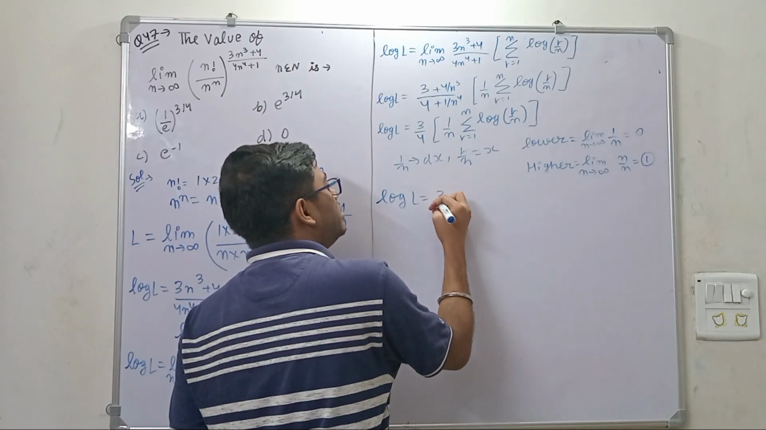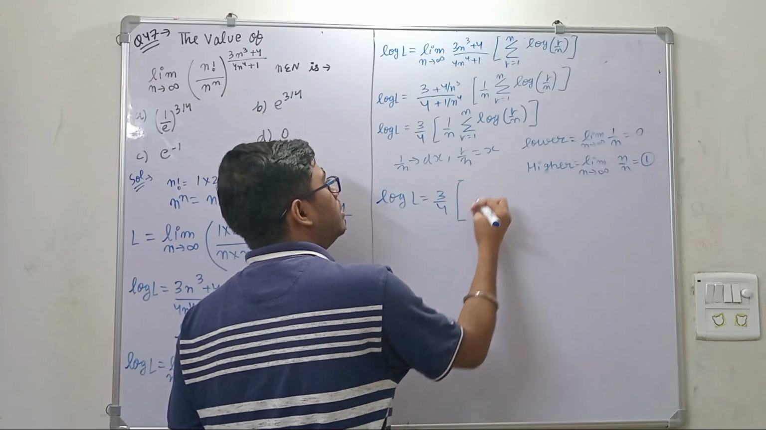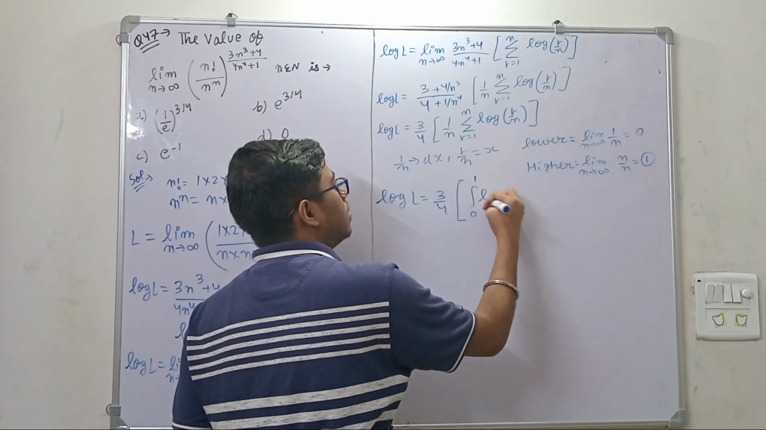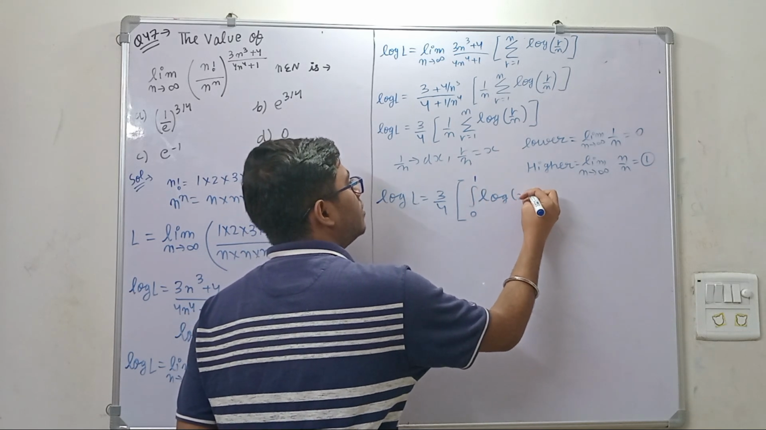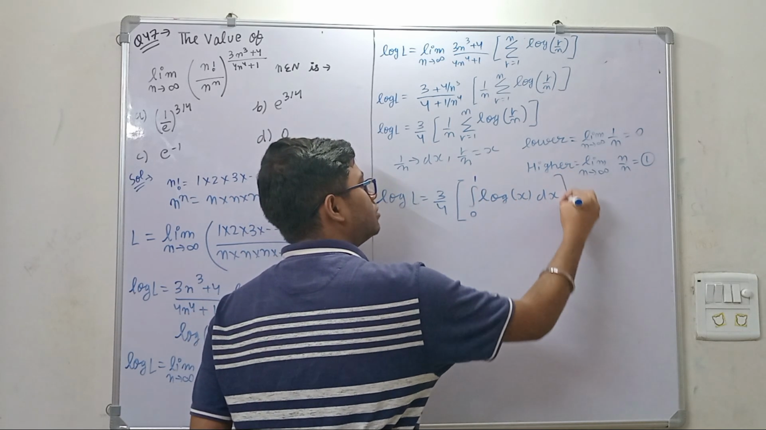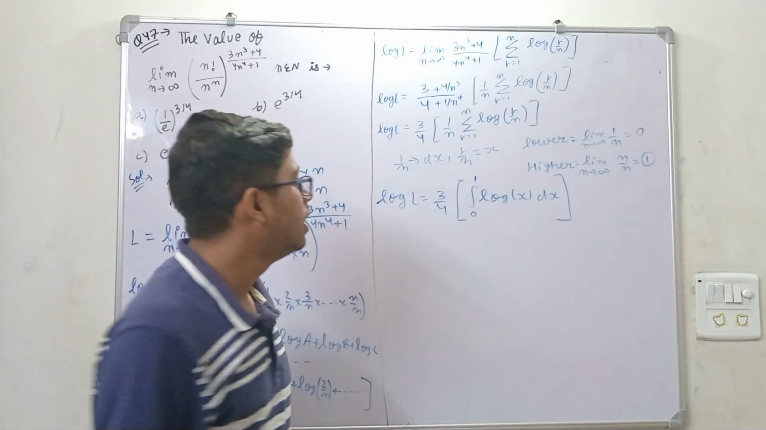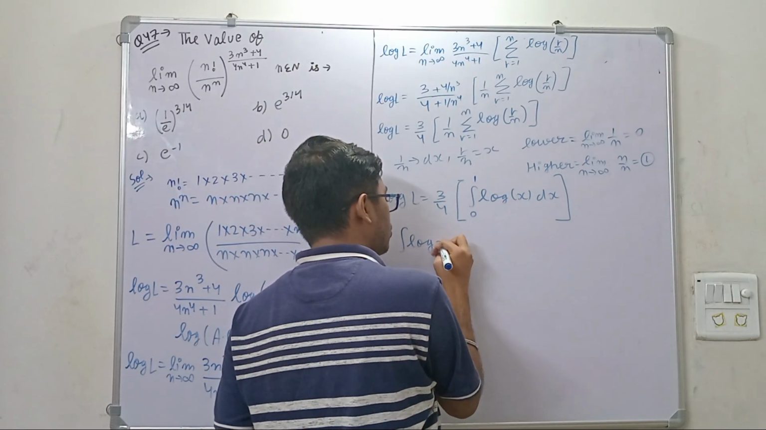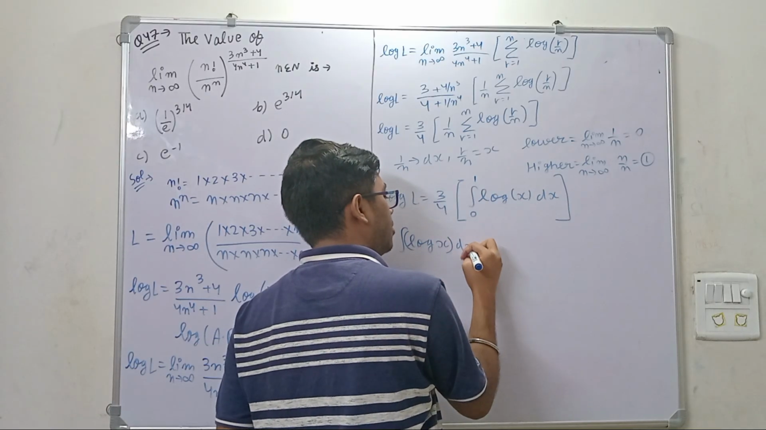Log L will be minus 3 by 4, and this will be the integration from 0 to 1 of log x, where r by n is replaced by x and 1 by n as dx. So this is converted into a simple integration. And you know the integration of log x. If you know the integration of log x, you just do it by parts.